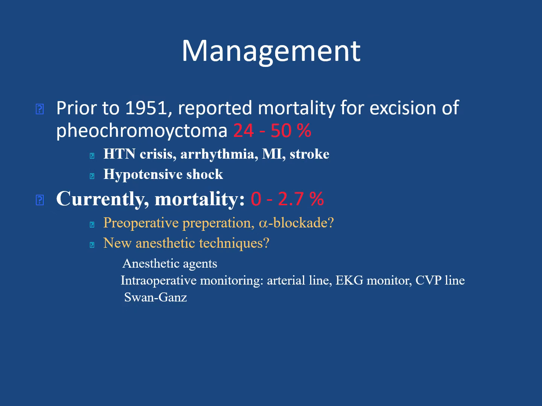How will we manage? Prior to 1951, mortality was very high while excising the pheochromocytoma. It was almost reaching 50%, maybe due to hypertensive crisis; many would die of arrhythmias, many of MI, stroke, or there may be hypotension, shock. Currently, mortality has been reduced to 0 to 2.7% while excising the pheochromocytoma because of perioperative preparations, alpha blockade, and new anesthetic techniques, anesthetic agents, intraoperative monitoring like arterial line, ECG, CVP, Swan-Ganz catheterization, etc.